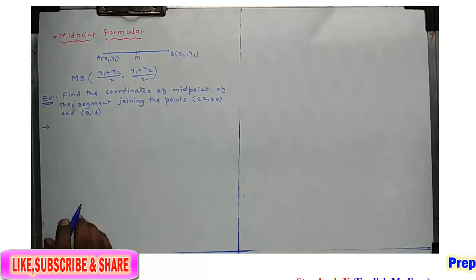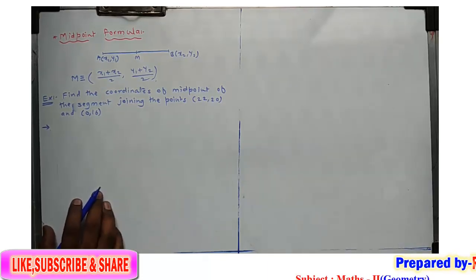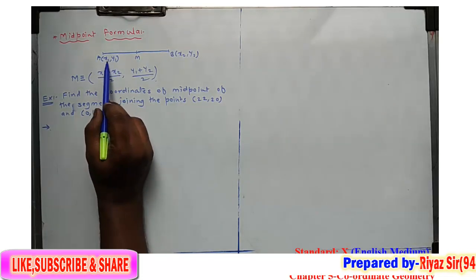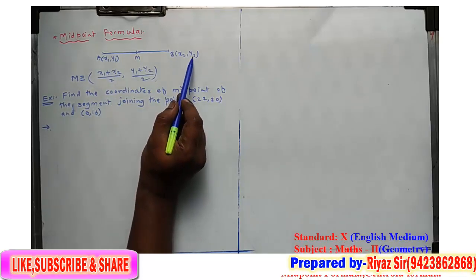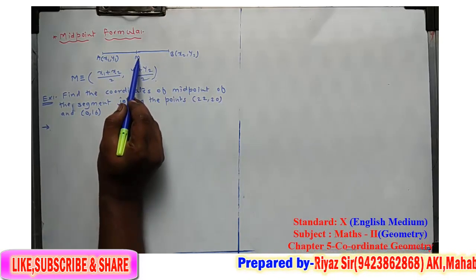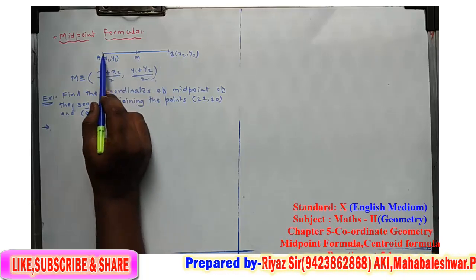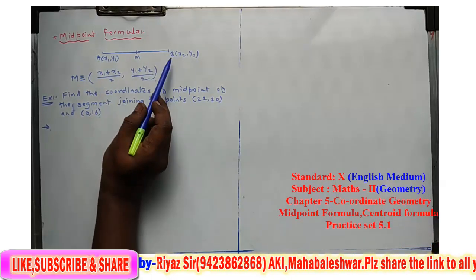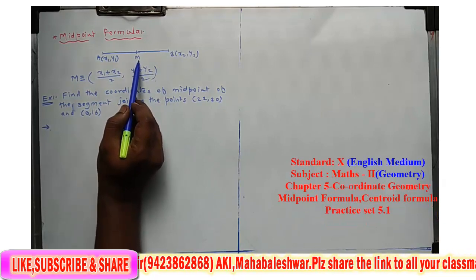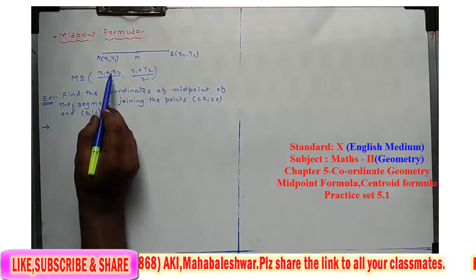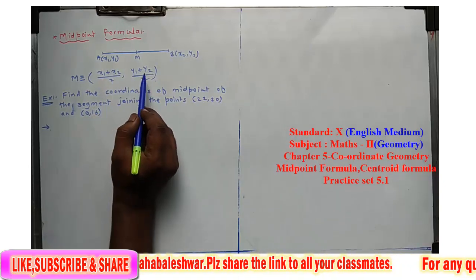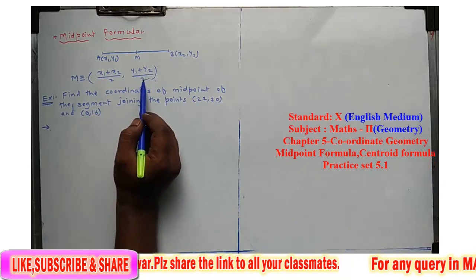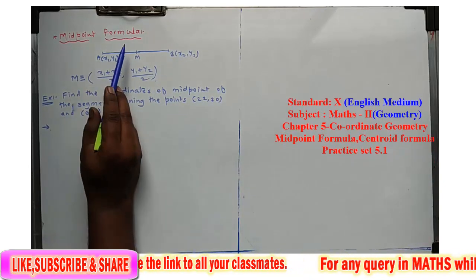Hello students, now the next formula is the midpoint formula. Here A has coordinate x1, y1 and B has coordinate x2, y2, and M is the midpoint of the segment joining AB. Then the coordinate of point M is given by M is equal to x1 plus x2 upon 2 and y1 plus y2 upon 2. This formula is called the midpoint formula.